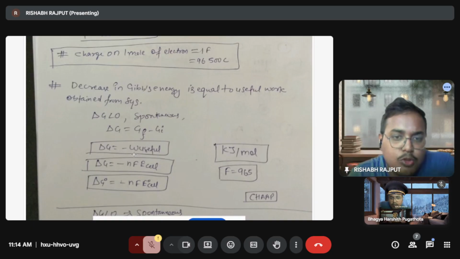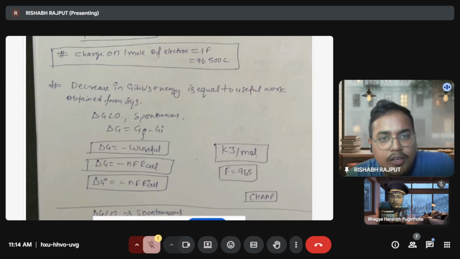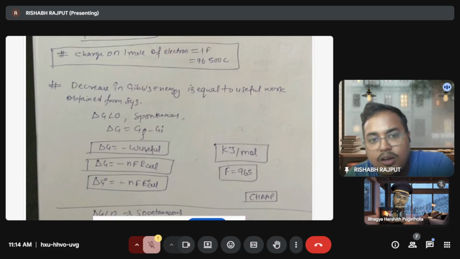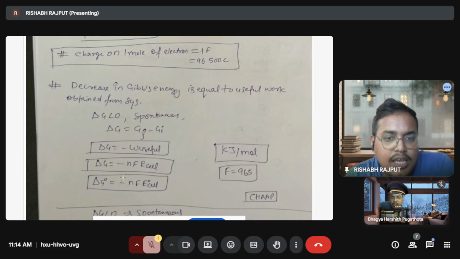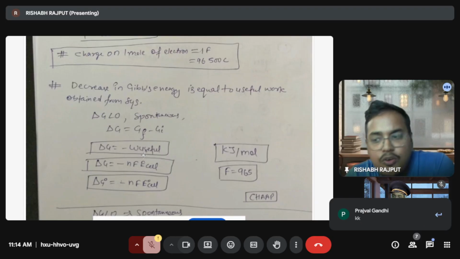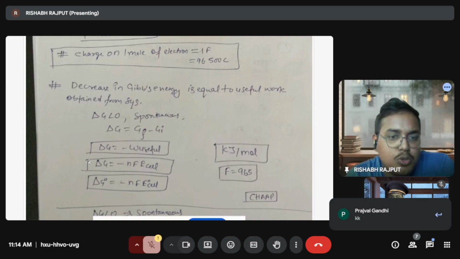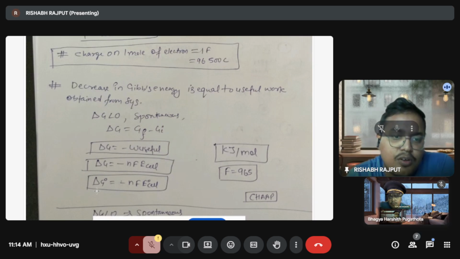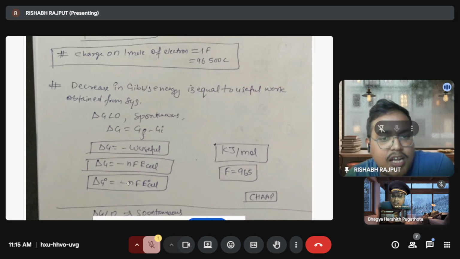Okay, guys. So you know the minus work done formula. I already told you just 2 minutes ago that the formula for work done is minus nF E cell. So delta G comes as minus nF E cell. If I ask what the standard Gibbs formula is, we can say minus nF into E naught cell. That is the standard value, and the normal delta G value is minus nF E cell. That is the normal value.